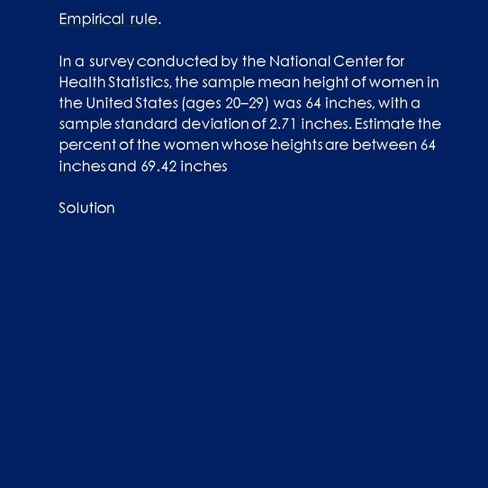We say that the mean was given to us, and the mean was 64 inches, and it gave us a standard deviation of 2.71. Now they want us to estimate 64 to 69.42. First we have to know the value for one standard deviation away from the mean, and we also have to know 2 standard deviations away from the mean, and 3 standard deviations away from the mean.